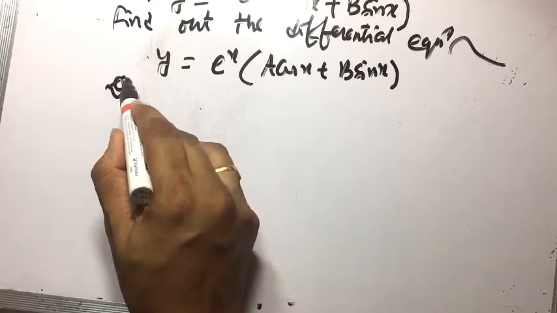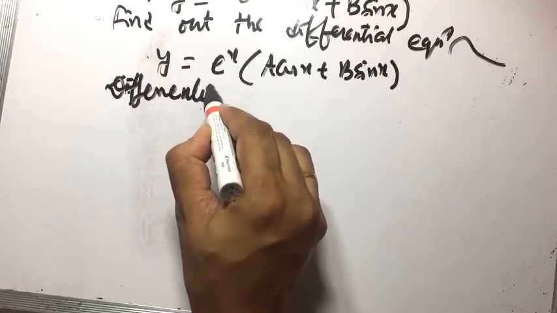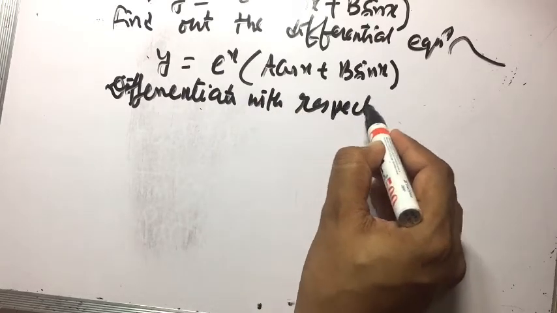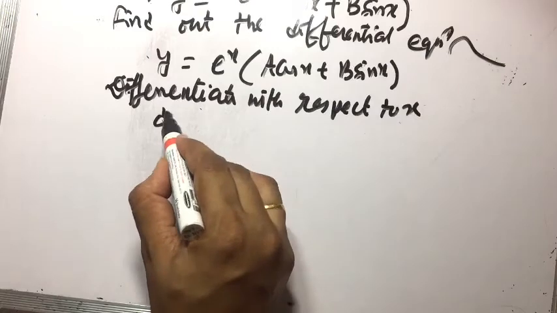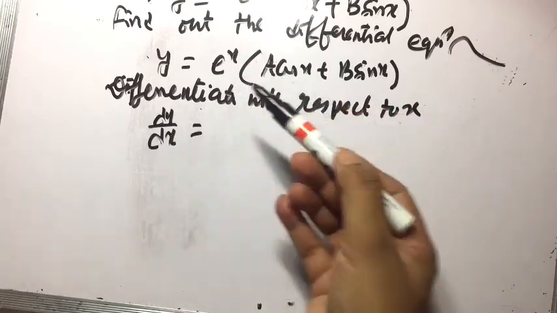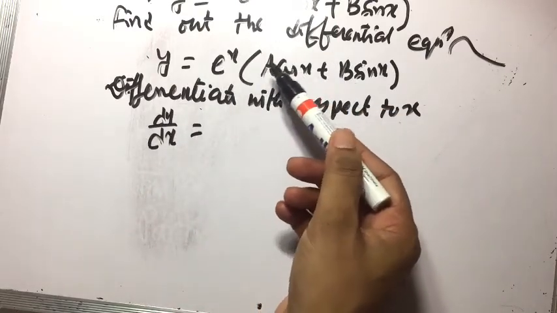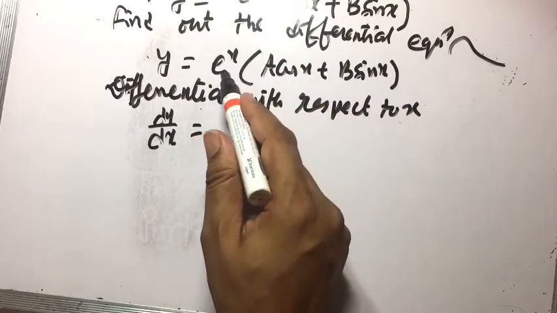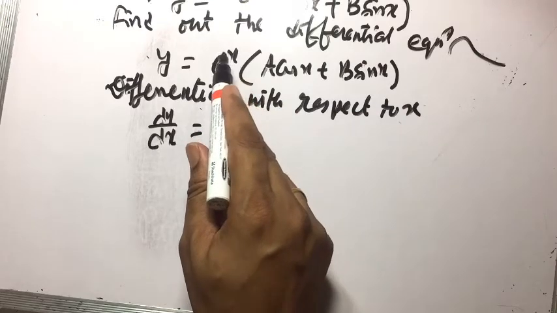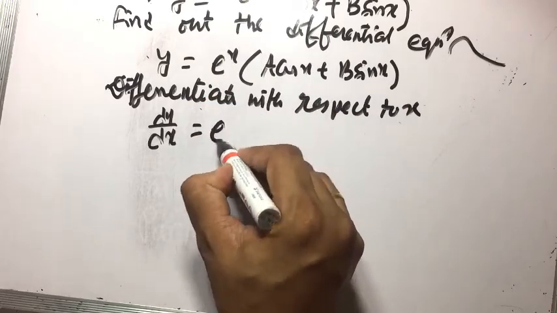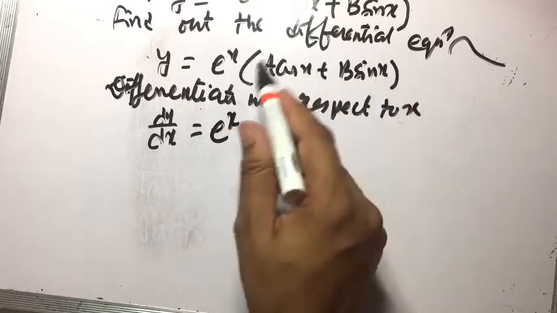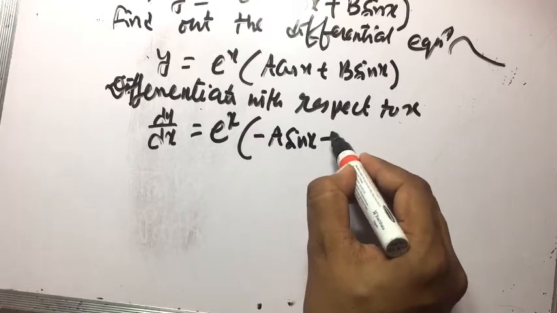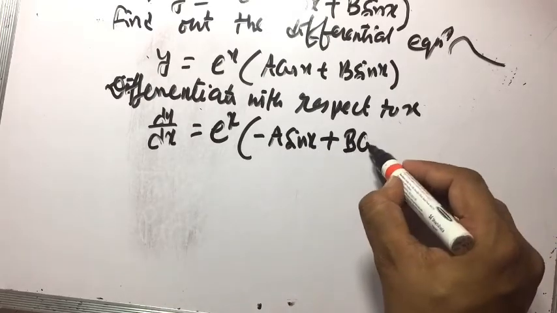Differentiate with respect to x, that is dy by dx, using the uv formula. There are two functions, u and v: one is e to the power x, and the other is a cos x plus b sin x. Keeping u constant, we differentiate the other part, that is minus a sin x plus b cos x.